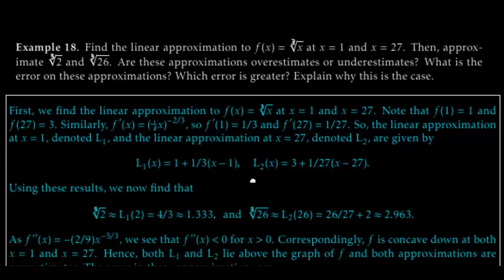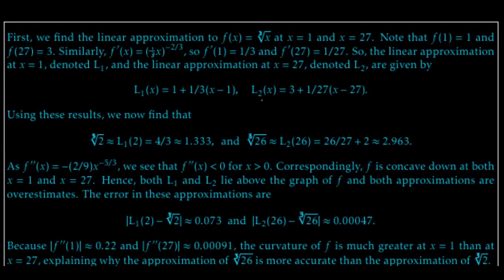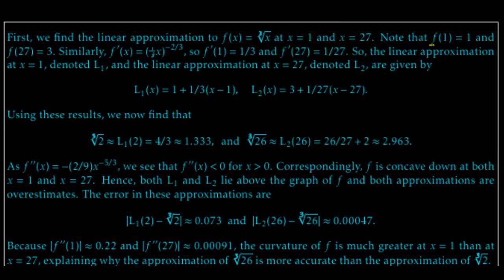So the first thing we're going to do is we're just going to start in order. We're going to find the linear approximation to the function f of x is the cube root of x at x equals 1, and then we'll find it at x equals 27. So let's notice that f of 1 is 1, because 1 times 1 times 1 is 1. So the cube root of 1 is 1. And f of 27 is 3 since 27 is just 3 to the third.